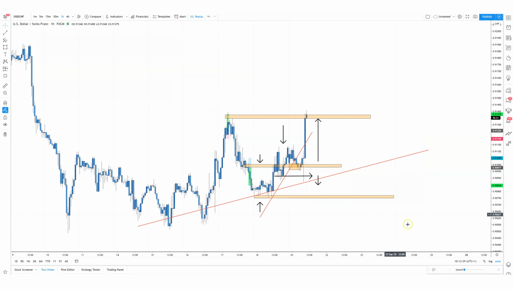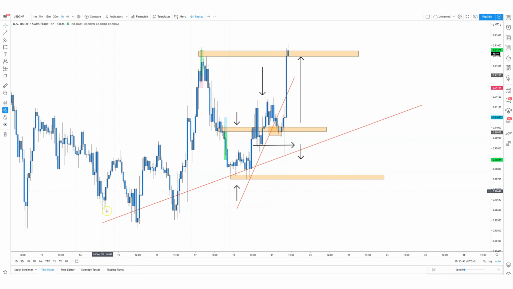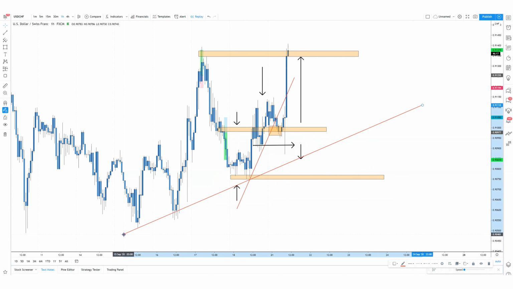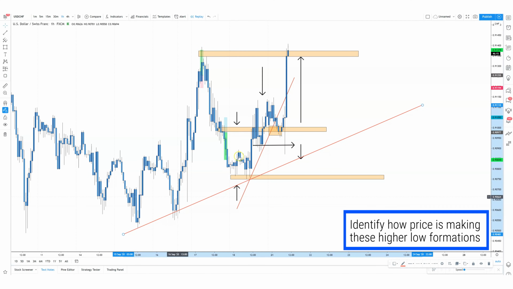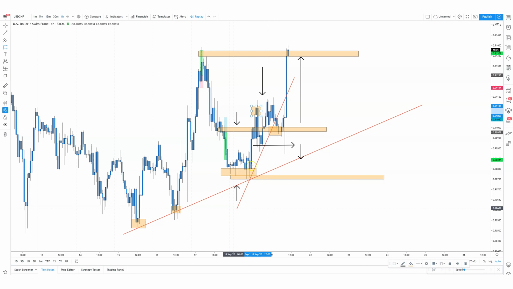This one was an absolutely gorgeous analysis. Do you remember this? We put our brick wall here. We said identify how price is making these higher low formations, which is these patterns here. So this was one, this was higher than the previous, this was higher than the previous, and then we had the break of the structure. We said, look how this brick wall is forming as a trend up, trend down, trend up, trend down, beg your pardon, higher high, higher low, higher high, higher low.